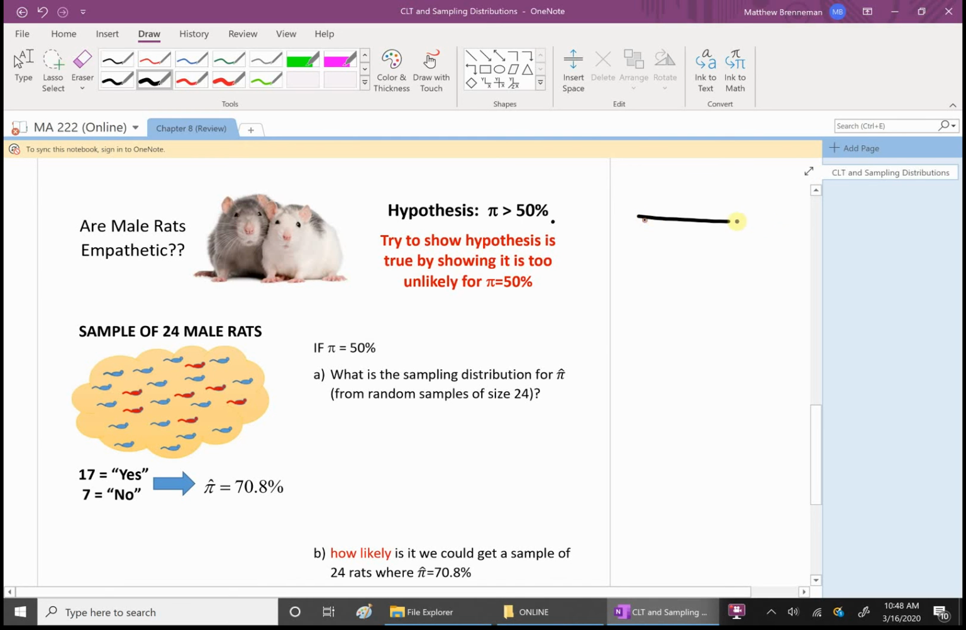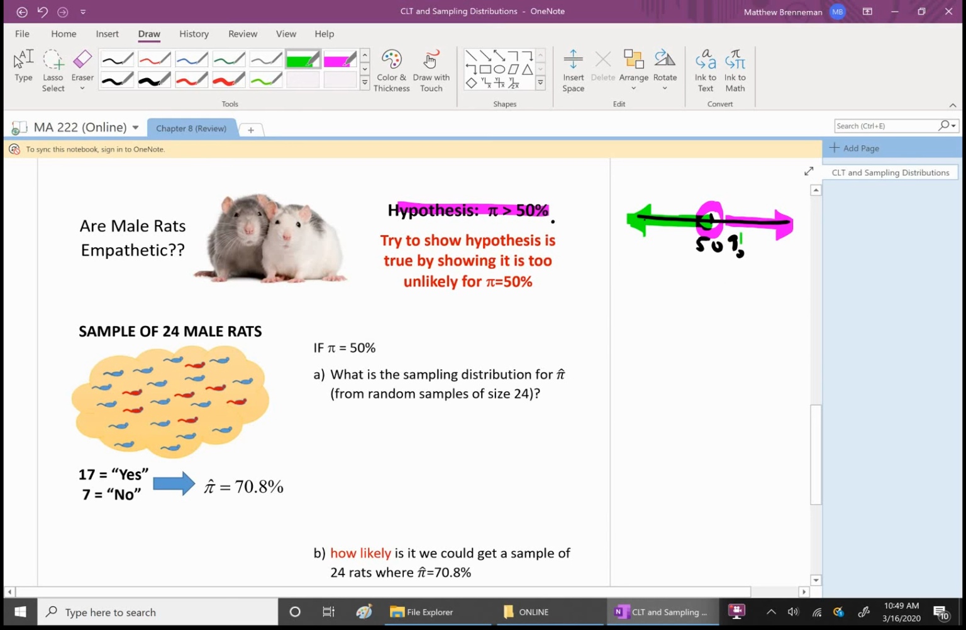So if you kind of think about it for a second, here's 50%. And there's basically two options. The first option is the hypothesis that we're trying to prove. So this is what we're trying to prove. And the alternative to this hypothesis is that it's 50 or less. And basically, if I can show that it's not 50, or I can show it's too unlikely that it's 50%, then I've shown that it's too unlikely it can be 50% or less. And this only leaves one other alternative, which is that it has to be greater than 50%. This is the logic behind this.